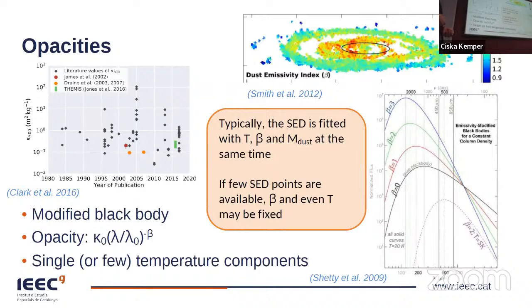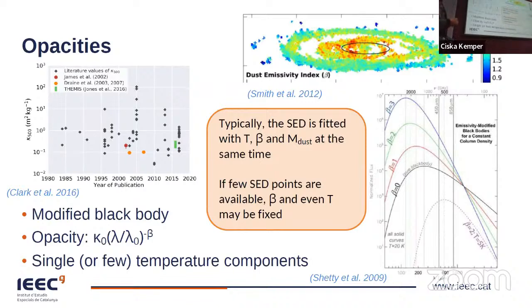And a single, or perhaps at best a few, temperature components are fitted in these SEDs. So the problem lies in part in which kappa values could have been used. Kappa 500 is a typical reference, a 500 micron reference wavelength. The one that is very often used here is James et al. 2002, and Draine et al. 2003, 2007. So here the red one and the two orange ones. And as you can see, they are on the low end of all the kappa values that have been mentioned in the literature.